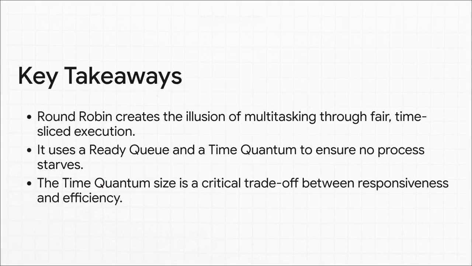So let's lock in the 3 things you absolutely need to remember. 1. Round robin gives us that illusion of multitasking by being fair and using a timer. 2. The whole system relies on a ready queue and that time quantum to make sure no process gets left behind. And 3, and this is the big one, choosing the size of that time quantum is a critical balancing act between making the system feel fast and making it run efficiently.